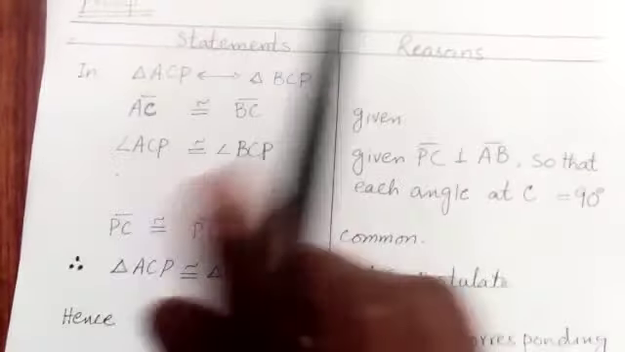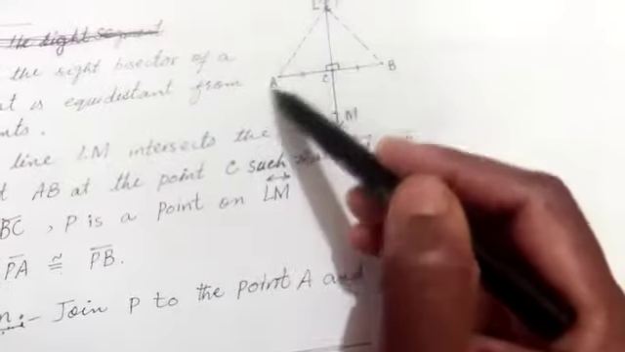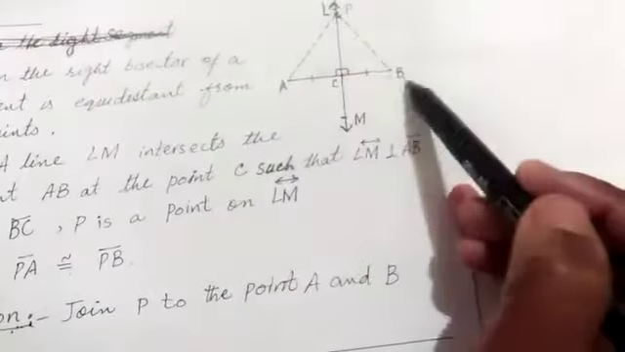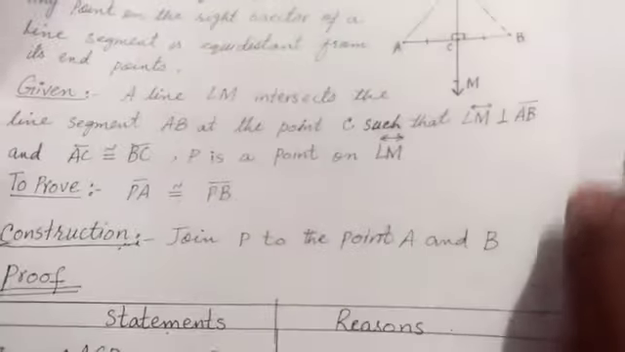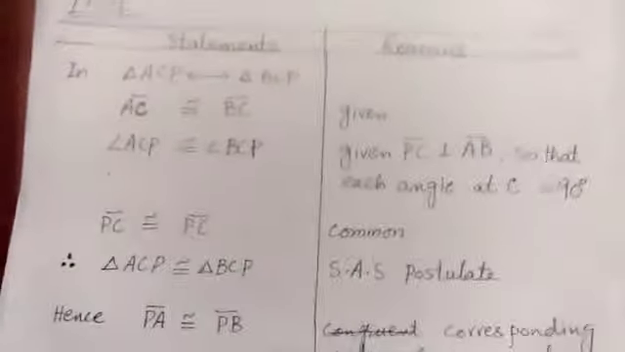After construction, we see that two triangles are formed, triangle PAC and PBC. These are two triangles. In these two triangles, we will make the correspondence. Correspondence means we will compare their sides and angles.